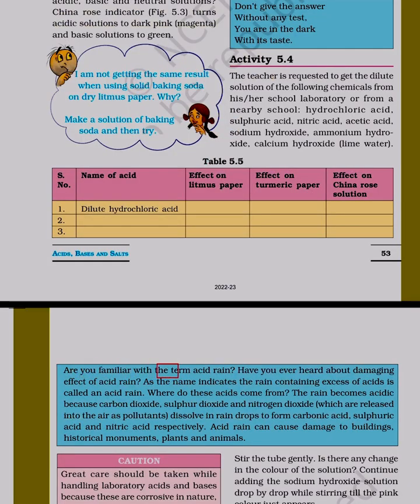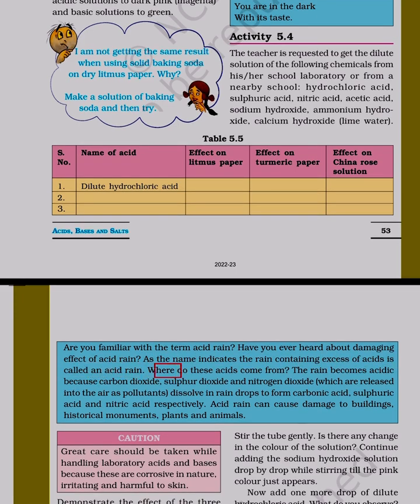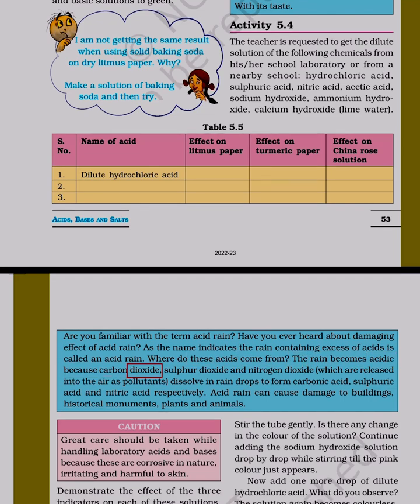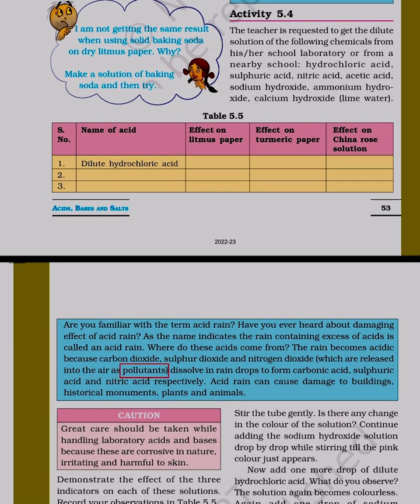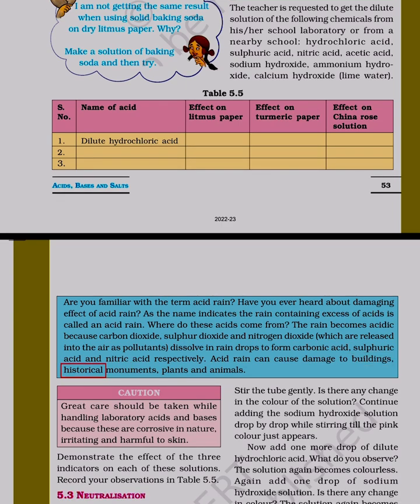Are you familiar with the term acid rain? Have you ever heard about the damaging effect of acid rain? As the name indicates, the rain containing excess of acids is called acid rain. Where do these acids come from? The rain becomes acidic because carbon dioxide, sulfur dioxide and nitrogen dioxide, which are released into the air as pollutants, dissolve in raindrops to form carbonic acid, sulfuric acid and nitric acid respectively. Acid rain can cause damage to buildings, historical monuments, plants and animals.